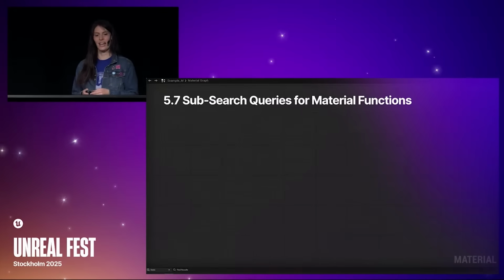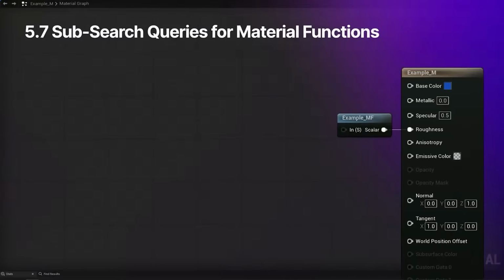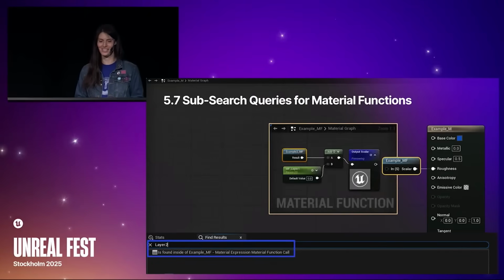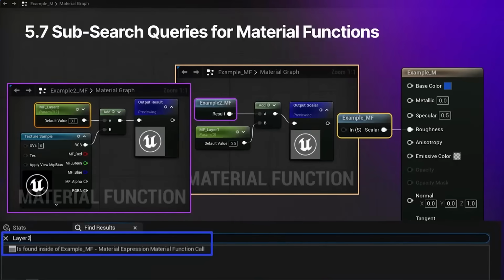Next, 5.7 adds sub-search queries for material functions in the editor. It can pick up results buried within layers of functions, letting you know which nodes or related material functions have the search result inside of them. So in this example material, we have a material function. In the Find Results panel, let's say I search for layer 2. If I single-click on this result, the material function will be focused in the graph. If I double-click on that result, it'll open up the material function that the result is inside of. And from there, I can follow the search to that material function and to the layer 2 scalar parameter that I was originally searching for.